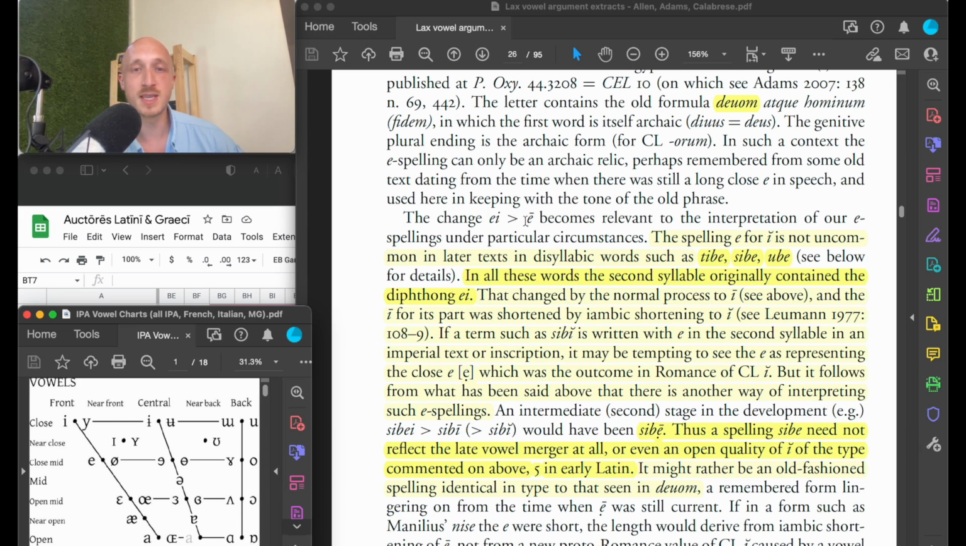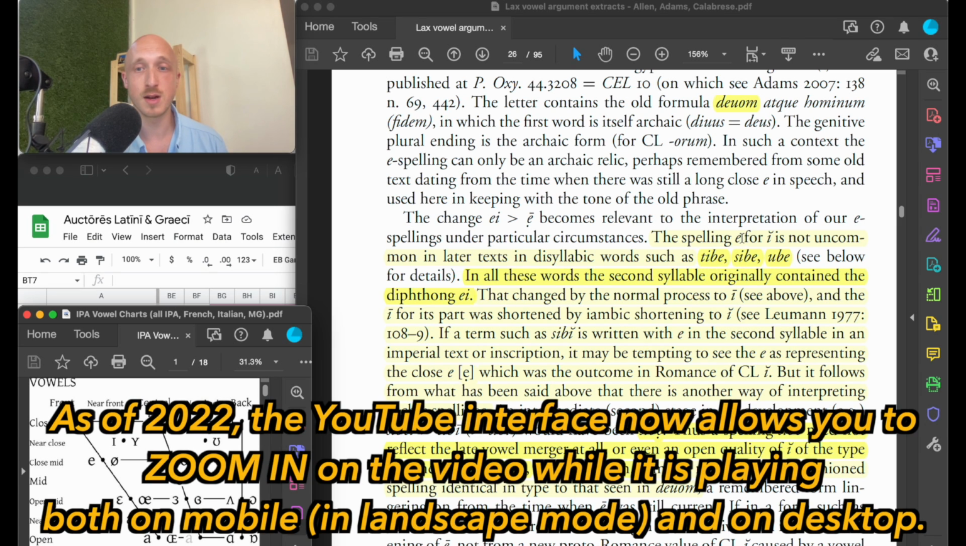So the change of A to E becomes relevant to the interpretation of our E spellings under particular circumstances. The spelling E for E is not uncommon in later texts in disyllabic words such as tibe, sibe, ube. By the way, these words are found in Sardinian. The word for where in Sardinian is uve. It's spelled like that. We also see words like tibe or tive in Sardinian. So there's either a relationship with the early Latin, or there's something else that's going on that could actually be descriptive, at least of a dialect that Sardinian came from.